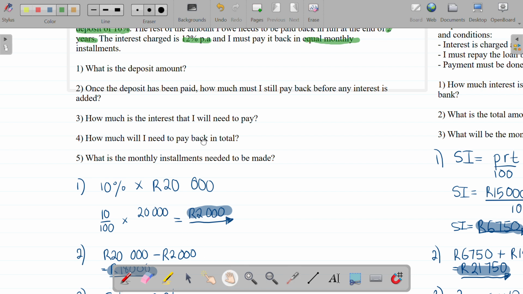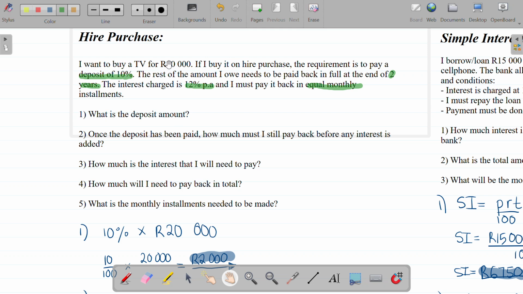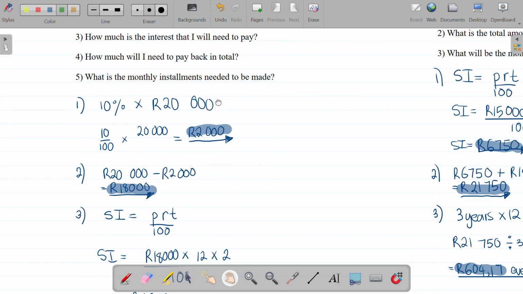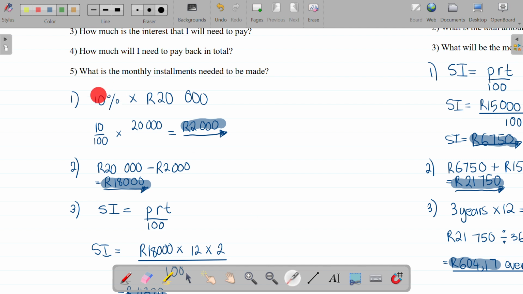So it said that it was 10% of 20,000 Rand. So let's calculate that. So it's going to be 10%. Remember, of means multiply, of the 20,000. So it's going to be 10 over 100 times 20,000. You simply put this in your calculator and you get your answer of 2,000 Rand. So this is how much I will pay immediately. I'm going to make this payment. That is called the deposit. And the rest I'm going to borrow or will need to be paid back.